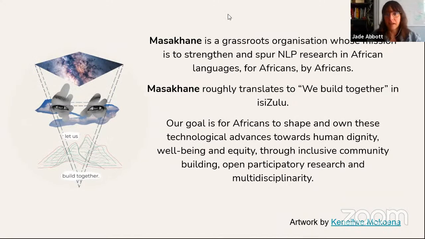So yeah, Masakhane is a grassroots organization whose mission is to strengthen and spur NLP research in African languages, for Africans, by Africans. The word roughly translates to we build together in isiZulu, and the goal is to have Africans shape and own technological advances towards human dignity, well-being, and equity, through this kind of inclusive and open participatory research.